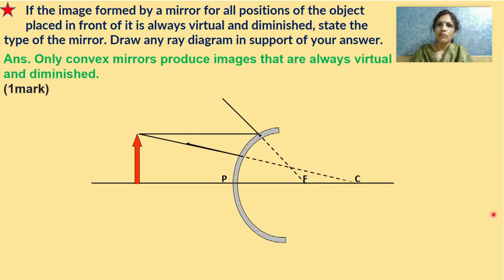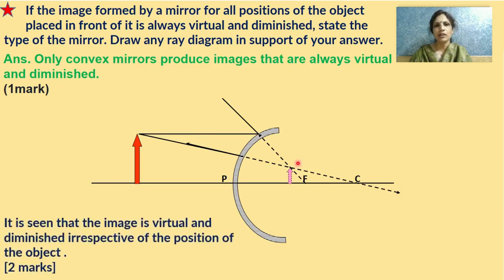Now the place where both the rays intersect each other, at that place we get the image. So here is a place where we get the image of an object, and you can observe that the image is virtual and it is diminished image.